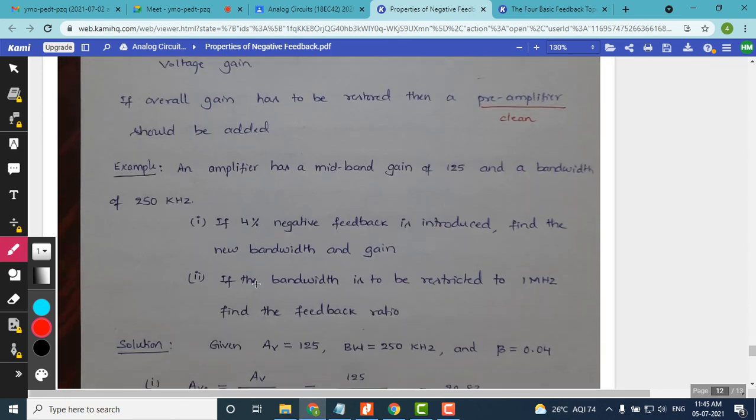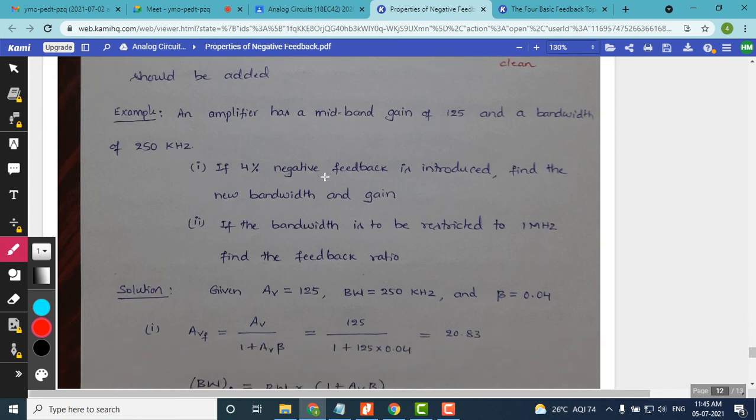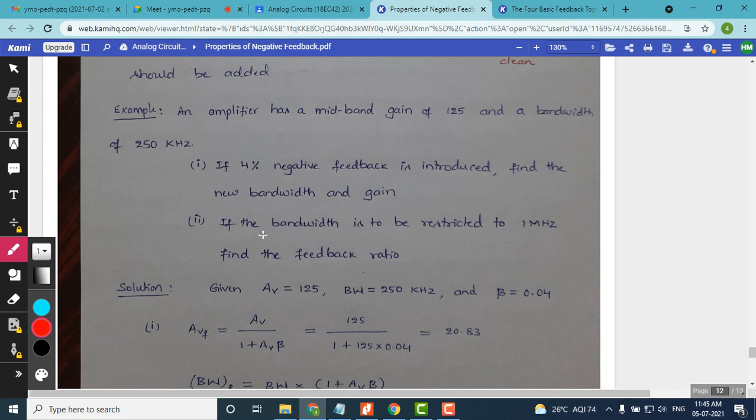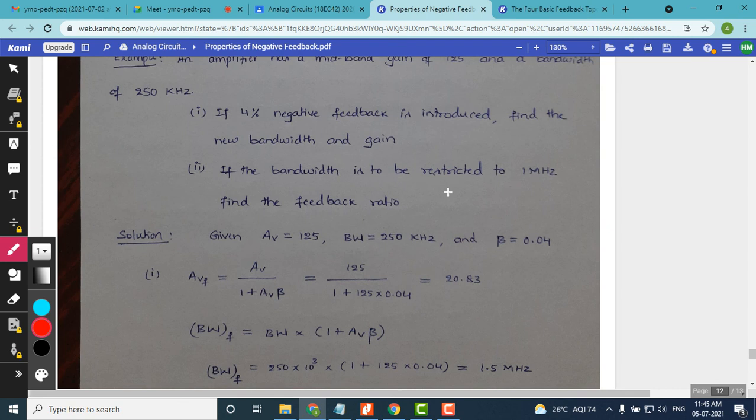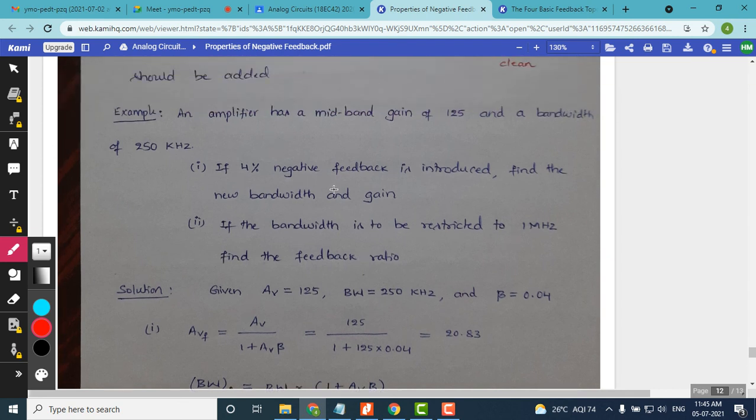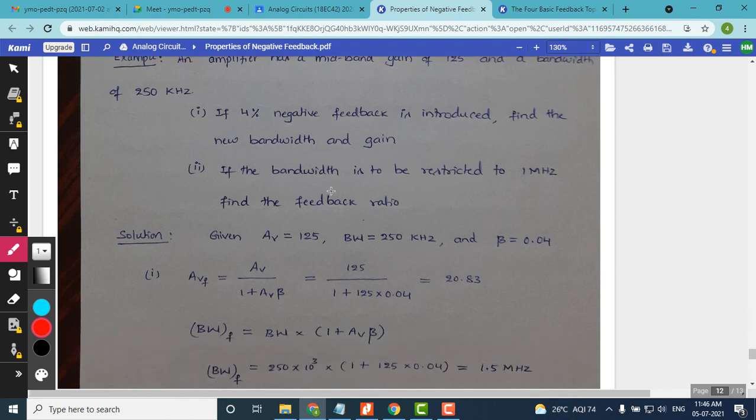Okay, so there is another problem which you can see here. An amplifier has a mid-band gain of 125 and a bandwidth of 250 kilohertz. If 4% negative feedback is introduced, find the new bandwidth and gain. If the bandwidth is to be restricted to 1 megahertz, find the feedback ratio. This is a problem related to the bandwidth. Okay, so just a straightforward problem again here.